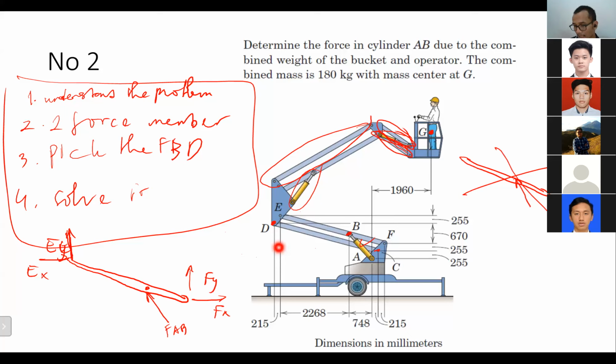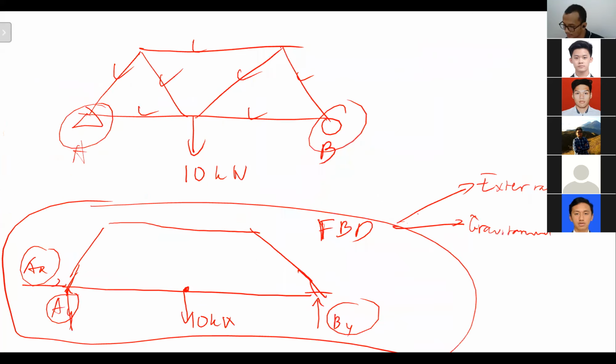Yes, sir. Okay. Now, how many unknowns are there in this particular free body diagram? 1, 2, 3, 4, 5. 5 unknowns. How many equations? 3. 5 unknowns and 3 equations, so we cannot solve it. But this is the main free body diagram that you're supposed to solve.